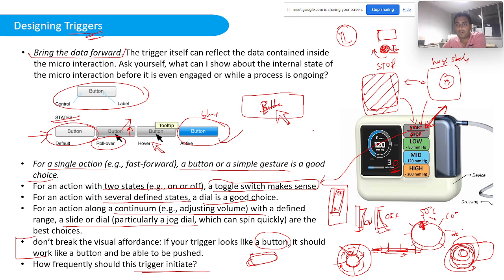For example, if you are thinking of changing the settings, and one will choose low, mid, high frequently, probably it is better if you can provide a dial instead of three buttons. So like that you need to decide your trigger design also based on the frequency of its use.